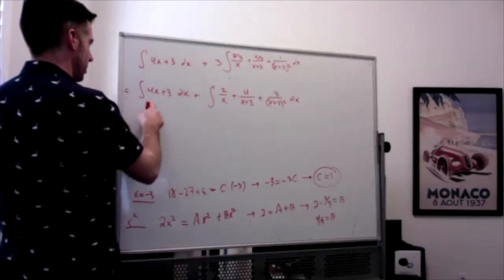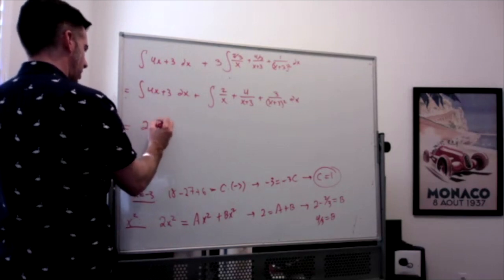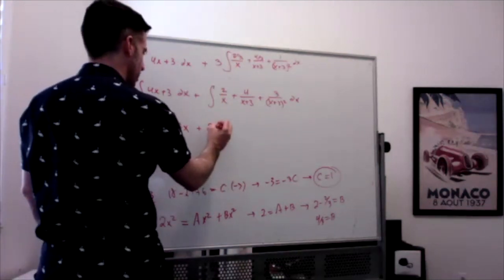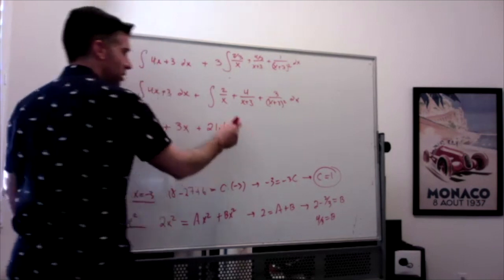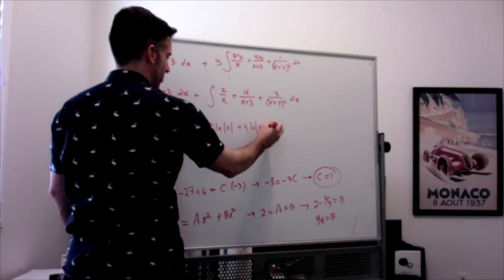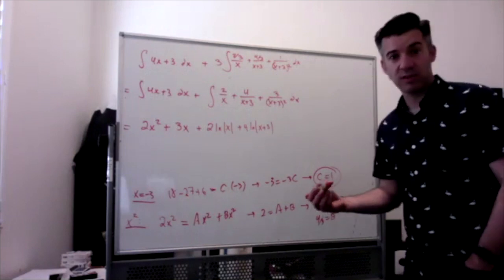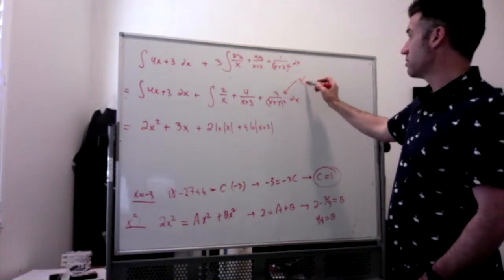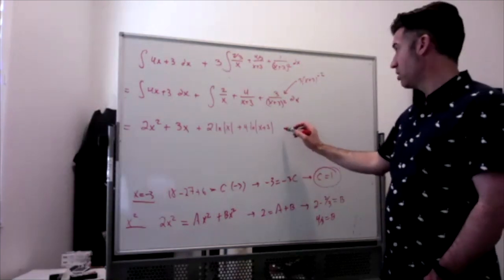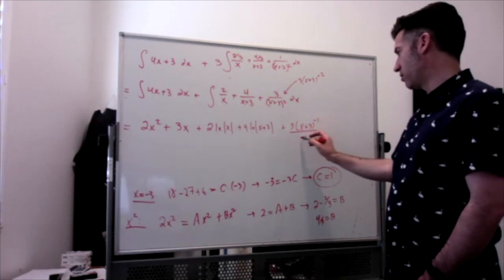So we've got, let's see. We're going to get 4x squared over 2, so 2x squared plus 3x plus the integral of 2 over x, which is 2 natural log of the absolute value of x. The integral of 4 over x plus 3 is 4 times the natural log of the absolute value of x plus 3. And the integral of 3 over (x plus 3) squared, well, that's 3 times (x plus 3) to the minus second. And to integrate that, we're just going to use the anti-power rule and get 3 times (x plus 3) to the minus 1 divided by minus 1.